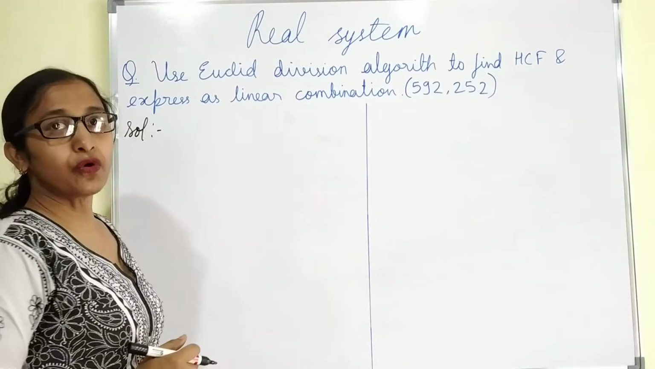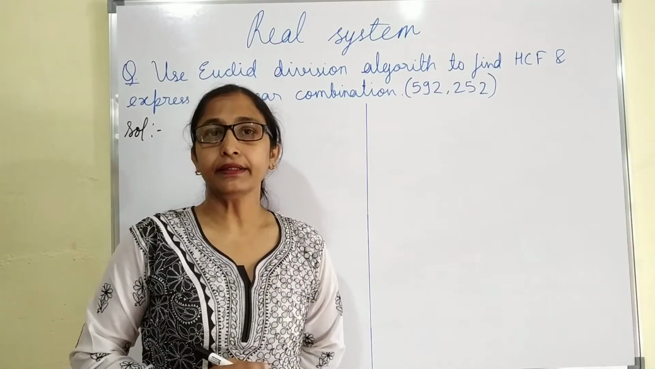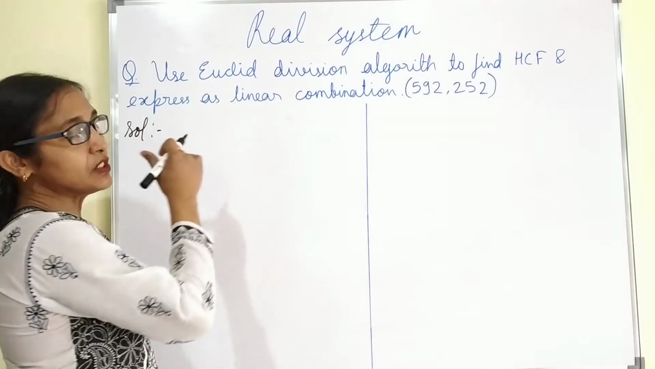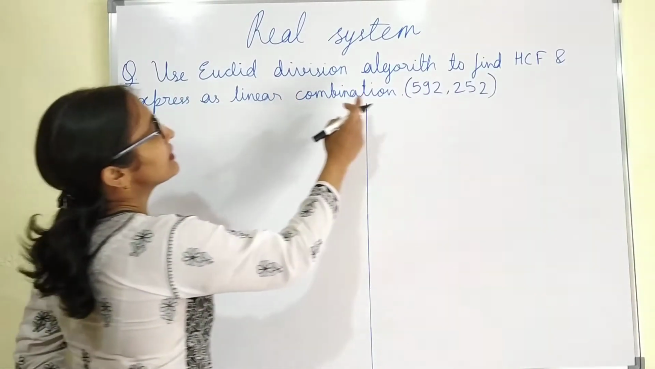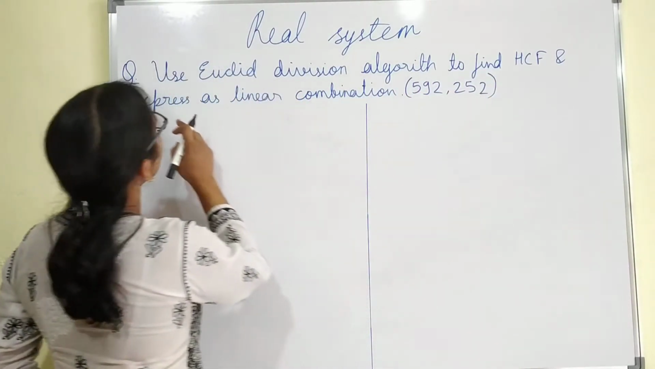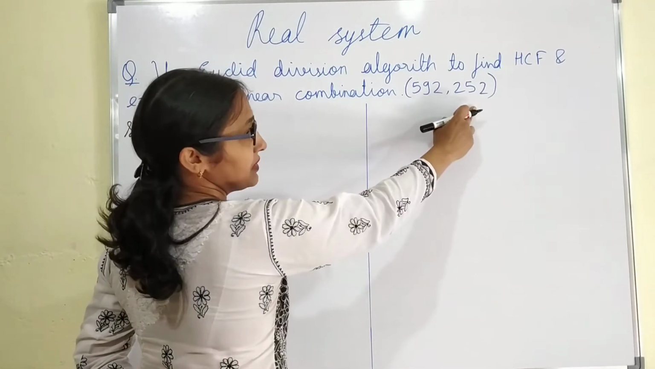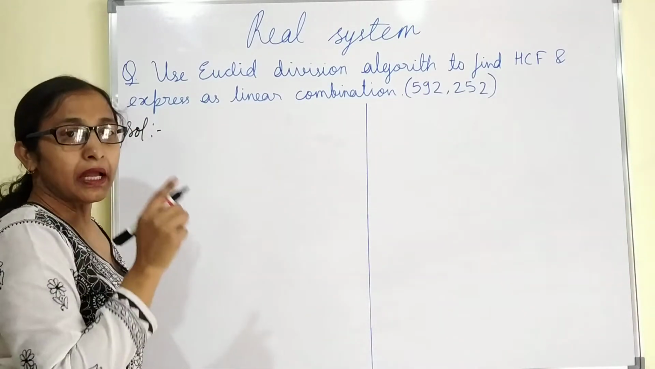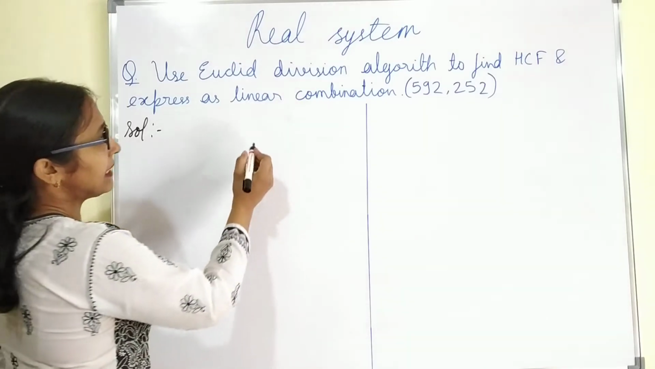In the last video, I explained the real number and Euclid lemma. Now, sums based on Euclid lemma. Use Euclid division algorithm to find SCF and express as linear combination of these two numbers. Means first we have to find out SCF, then algorithm, and then linear combination. So we will find SCF.